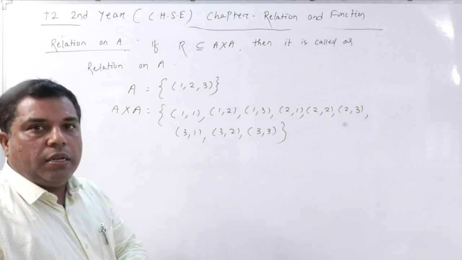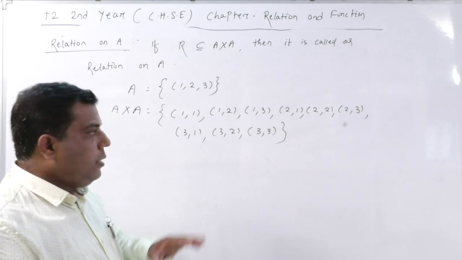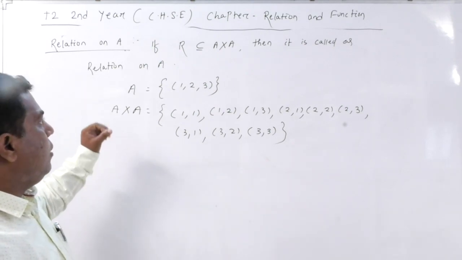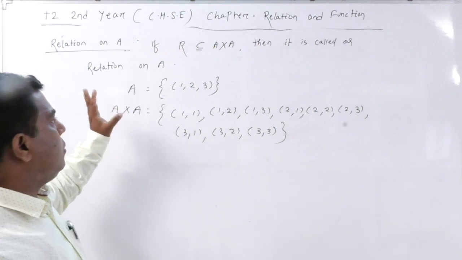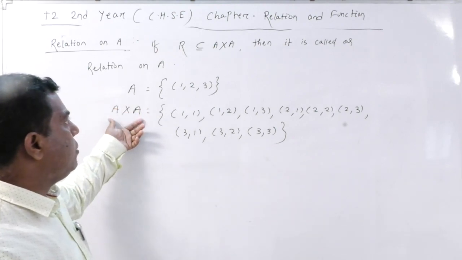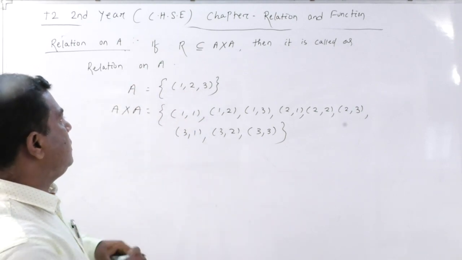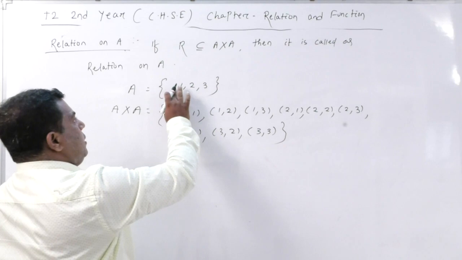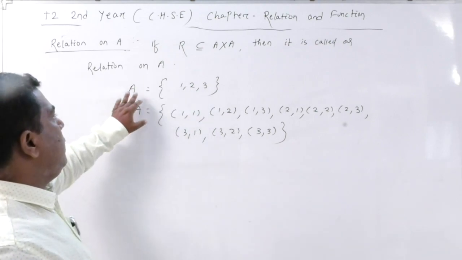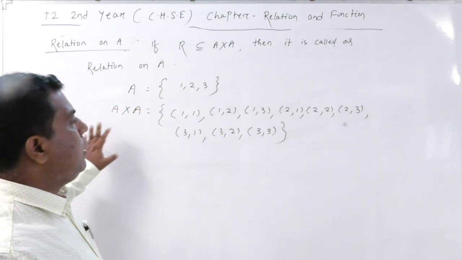Is it correct? Anyone? Yes, it is correct. How? We can verify. I already told you that the total number of elements of A cross A is equal to what? A set contains how many elements? 3 elements. Yes, we have to write in this way. Set A consists of elements 1, 2, 3.